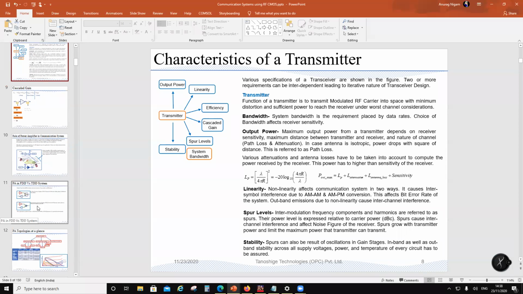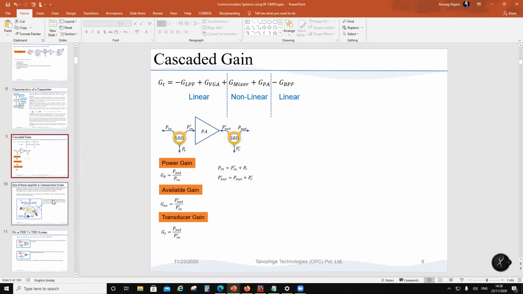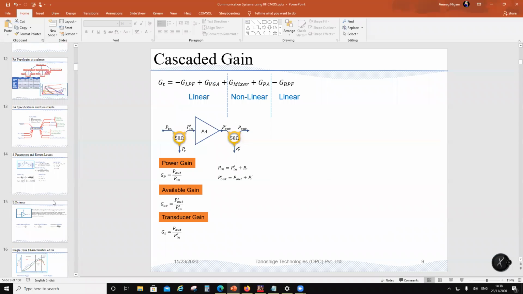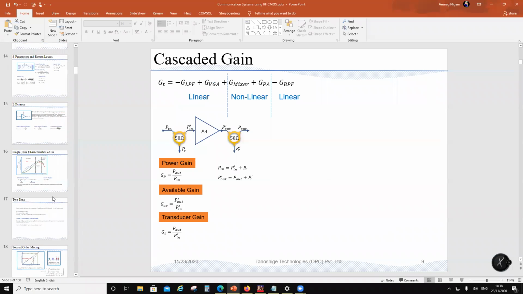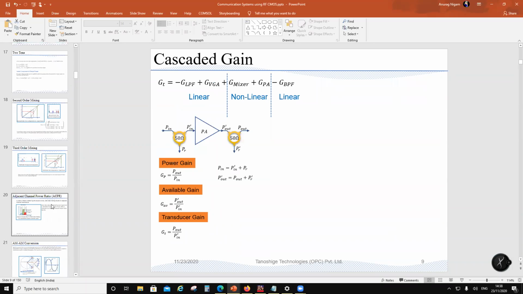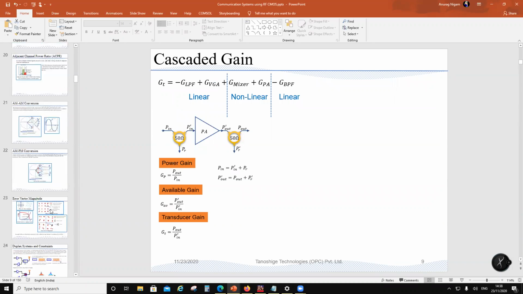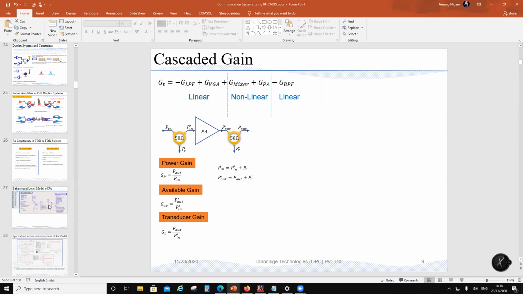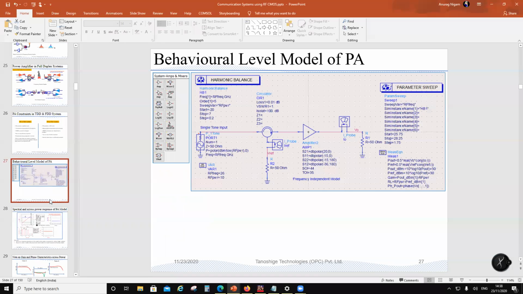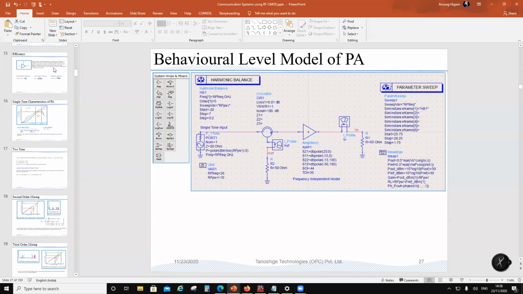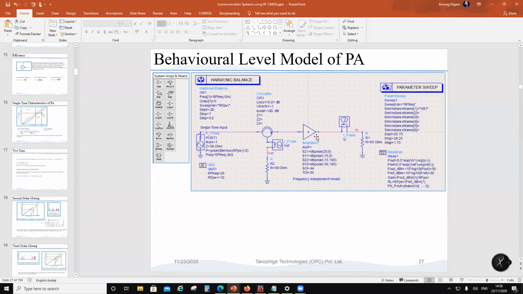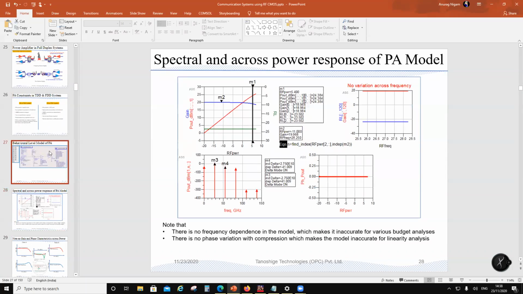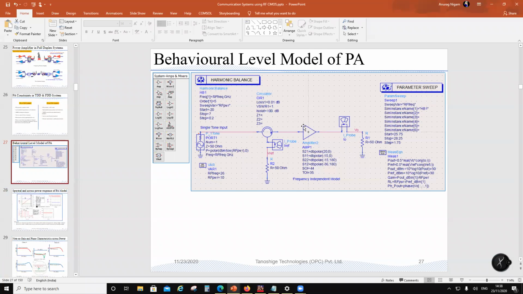And then I will explain something on PAs and linearities and some things which will come across the entire chain. After that, we will directly go into using behavioral level models. I'm expecting to cover concepts first before I start dealing with these behavioral level models.